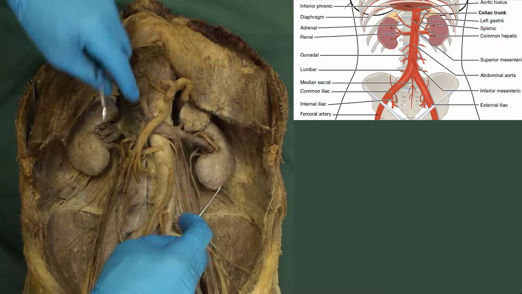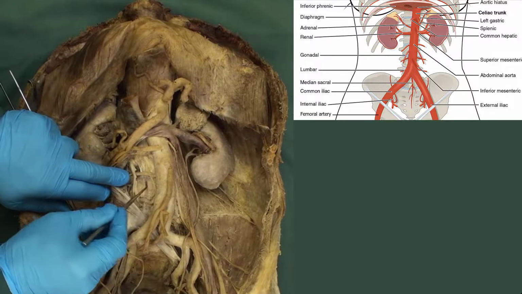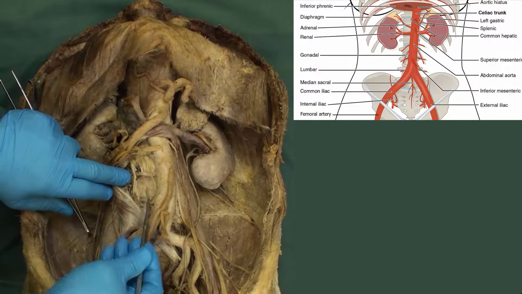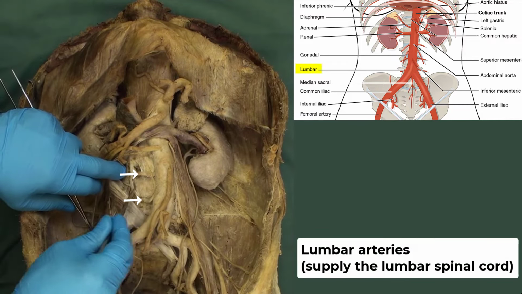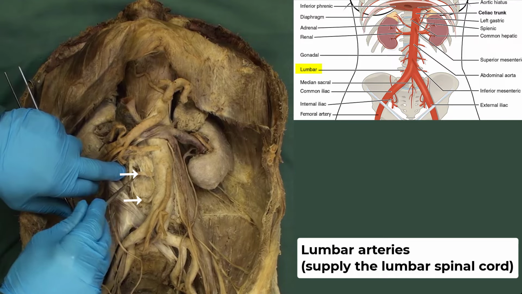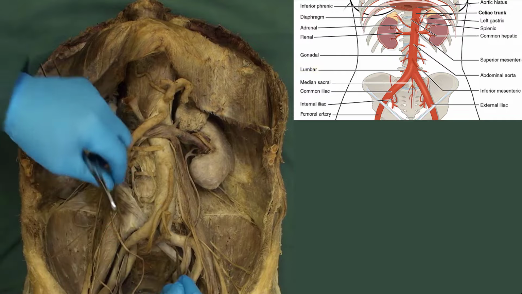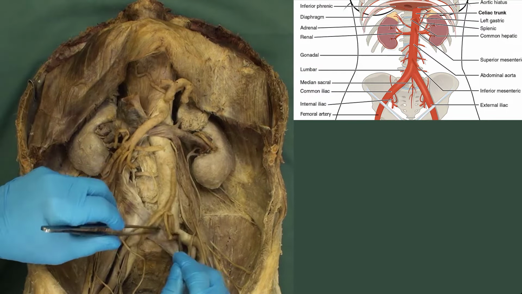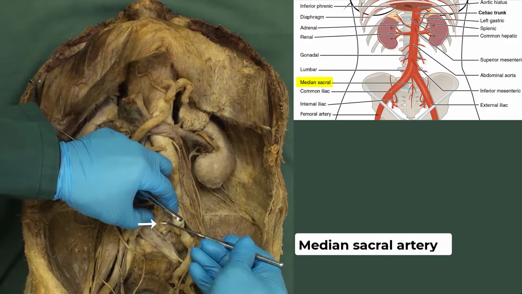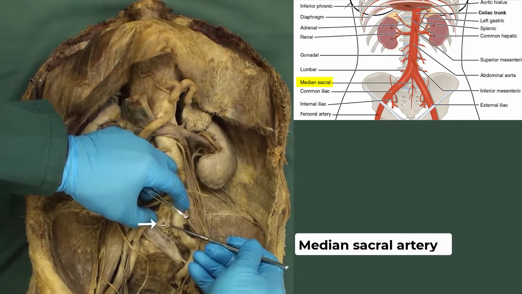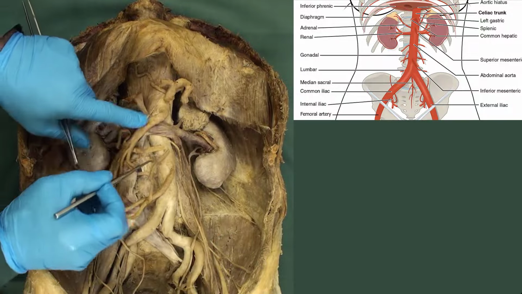Then we do have the other branches on the back as part of the parietal. These are called lumbar arteries. And these are the lumbar arteries that also send branches through the intervertebral foramina to go into the vertebral canal. And last but not least here, we have the median sacral. So right there, that is the median sacral artery. So these are the parietal branches of the abdominal aorta.